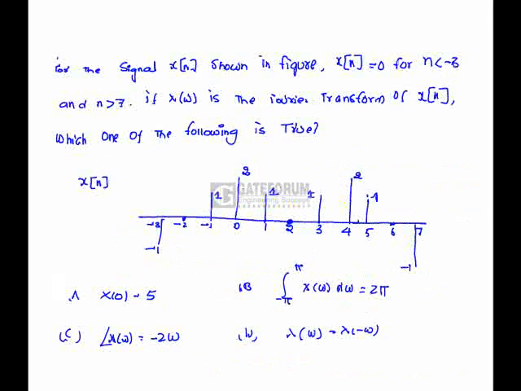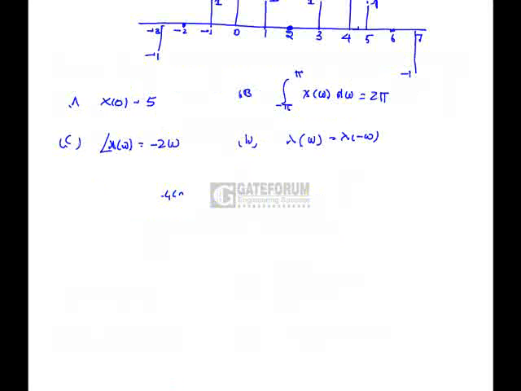For the signal x of n shown in the figure, x of n is equal to 0 for n less than minus 3 and n greater than 7. If X of omega is the Fourier transform of x of n, then which one of the following is true? See, the given sequence is x of n. So if we advance this sequence by 2 units, that means x1 of n is equal to x of n plus 2. If we apply the Fourier transform to this equation, then we will get X1 of e power j omega related to X of omega as e power j2 omega X of omega.